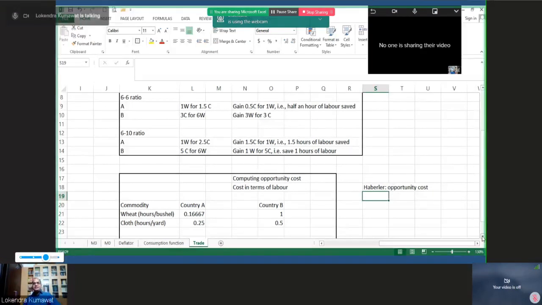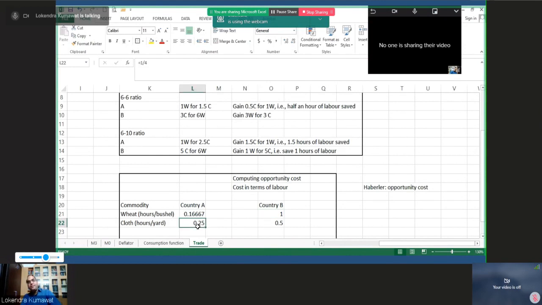We have seen this table so far in terms of productivity of labor. Now let's talk in terms of cost in terms of labor. How many units of labor are required to produce 1 unit of commodity in each country? We have seen that 1 unit of labor can produce 6 units of wheat. So for producing 1 unit of wheat, we need 0.16 units of labor in country A and 1 unit in country B, because there it was 1.